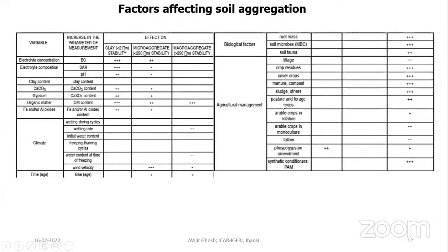Whereas pasture crop and forage add a large amount of organic matter in soil. In that way, they enhance macro aggregate stability. Arable crops in monoculture always decrease the stability of soil because of regular cultivation in the soil. Fallow always reduces the stability because in fallow soil, there is no organic matter addition or any type of crop cultivation. So organic matter content reduces gradually and the stability of macro aggregate decreases. The phosphogypsum amendment increases the stability of clay particles and macro aggregate. And synthetic conditioner like polyvinyl alcohol increases the stability of macro aggregates.